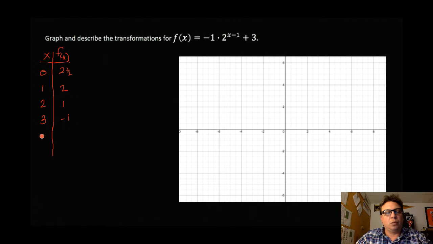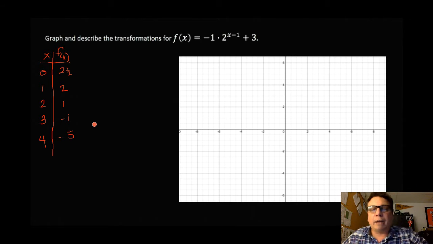We'll go just one more. Let's just go with 4. 4 minus 1 gives me 3. 2 to the third power is 8. This will give me -8. -8 plus 3 is -5.